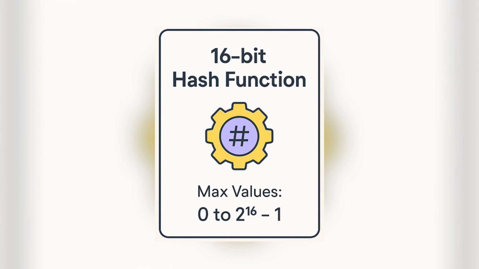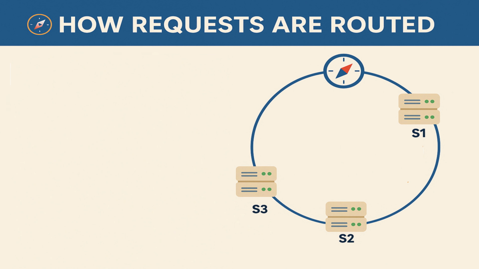Imagine we have a 16-bit hash function. That means it can generate values from 0 to 2^16 minus 1, which is about 65,000 possible hash values. Now we arrange these values in a circular space. Think of it like a clock that goes from 0 to 65,000 and then wraps around back to 0. This ring will be our hash space.